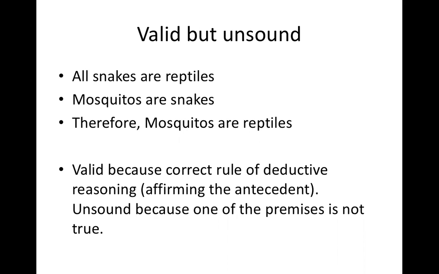So is the argument valid? All snakes are reptiles, mosquitoes are snakes. Yes, it's a valid argument. It's an argument that affirms the antecedent. So this is a valid modus ponens, but the argument is false. So it is valid but false. We say it is valid but unsound.